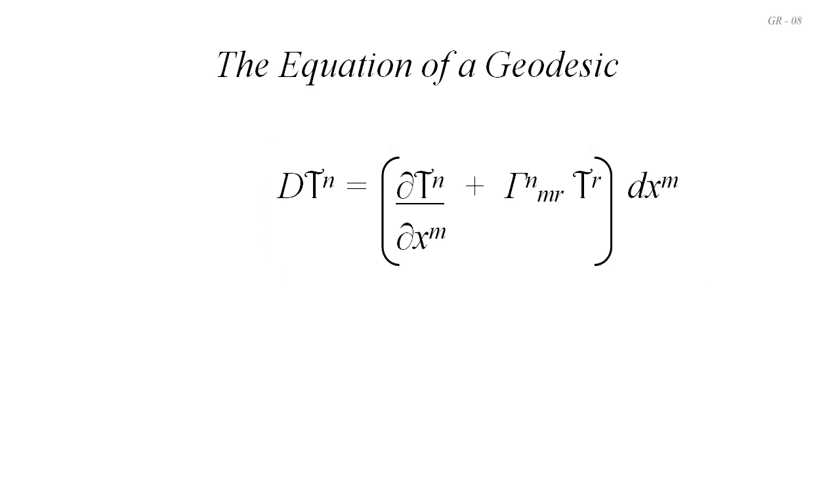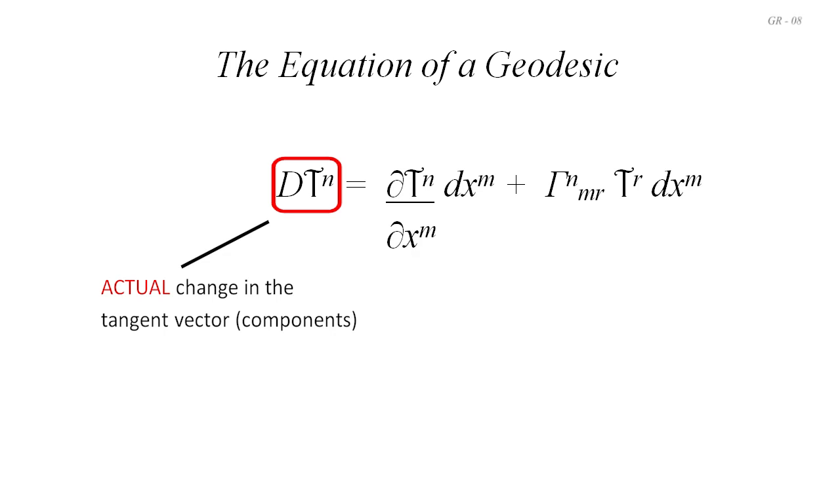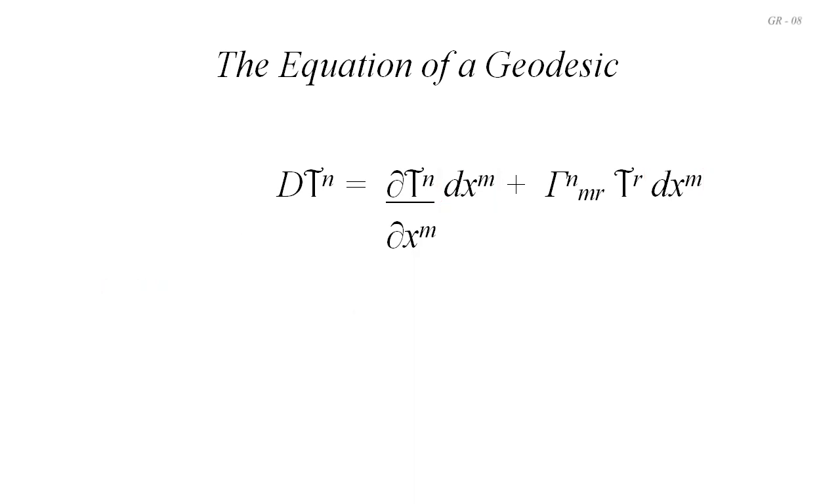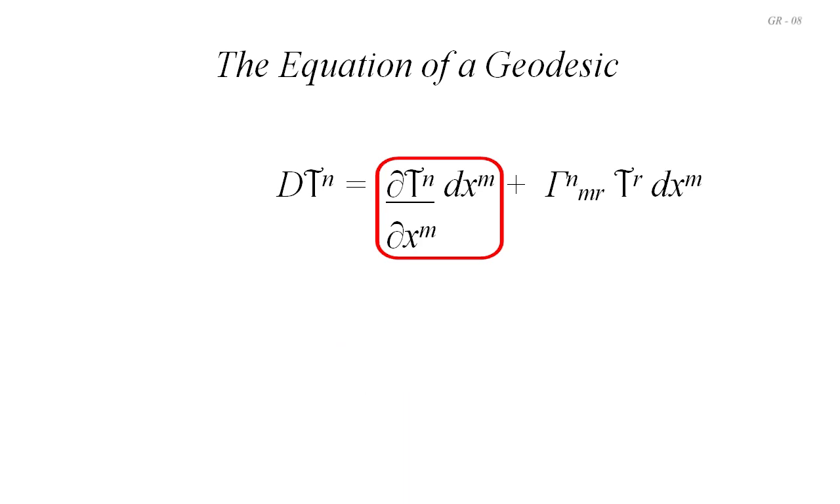If we now multiply out the bracket, we get this expression. At this point, it should be clear that this represents the actual change in the tangent vector for small changes in dxm. However, what is this? Well, if you think about it, this whole term must represent the measured change in the tangent vector with no compensation for the metric. And so we could write this whole term as little dtn, once again using d rather than a delta.